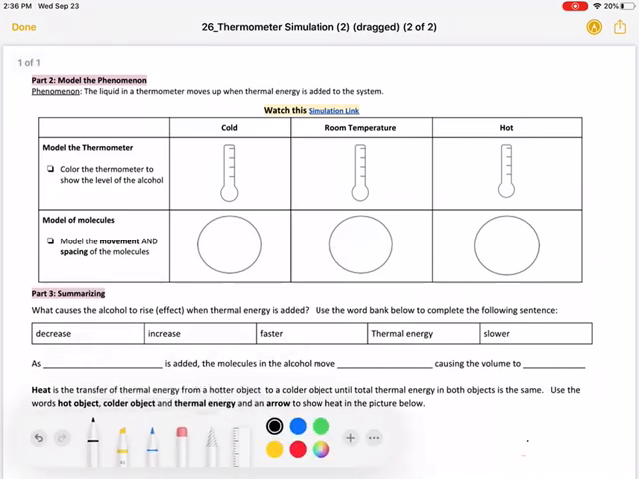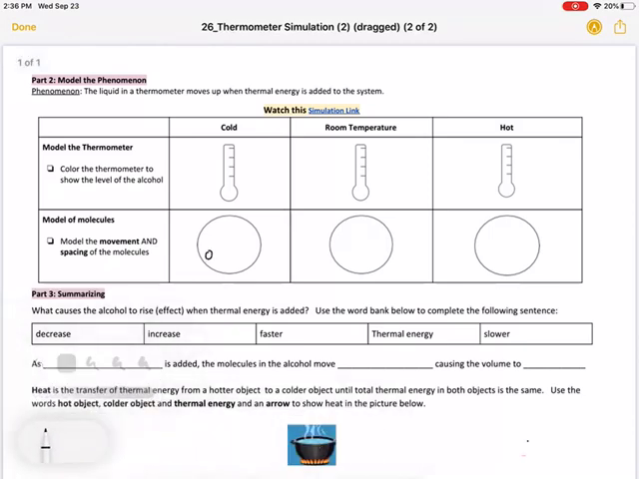We're going to model the molecules in the cold, room temperature, and hot. First, I'm just going to model how they're spacing, okay? How far apart they are. So in the cold, we're dealing with molecules that are much closer together. In the room temperature, we're dealing with molecules that are more spread out. Okay, and then in the gas, they're really spread out.